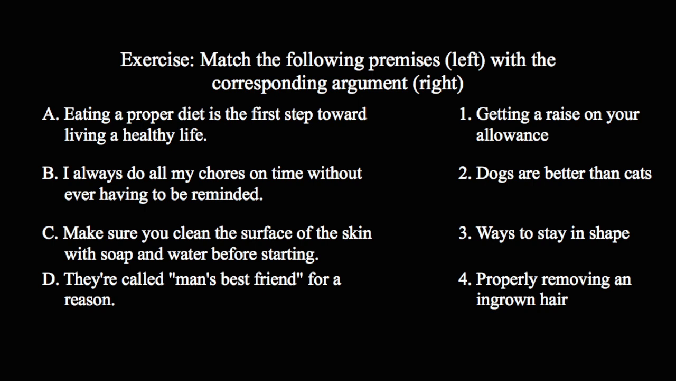C says make sure the surface of your skin is clean. That doesn't seem like it has anything to do with an allowance. D says they're called man's best friend. Still not really showing anything having to do with an allowance. But B says, I always do all my chores on time without ever having to be reminded.